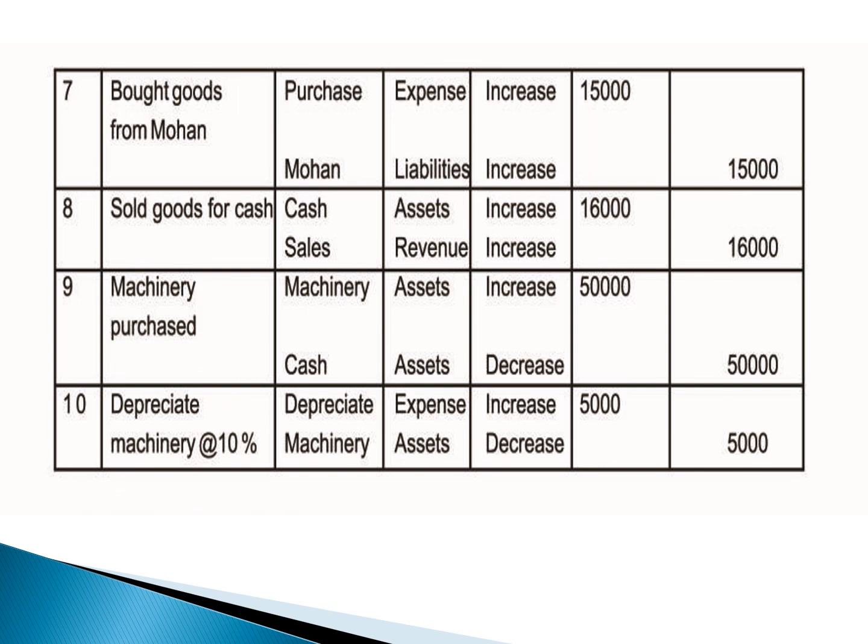In the ninth transaction, both machinery and cash come under assets. As machinery increases, it is debited, and as cash decreases, it is credited. Last transaction, depreciation is an expense. As it increases, it is debited. Machinery is an asset. As it decreases, it is credited.